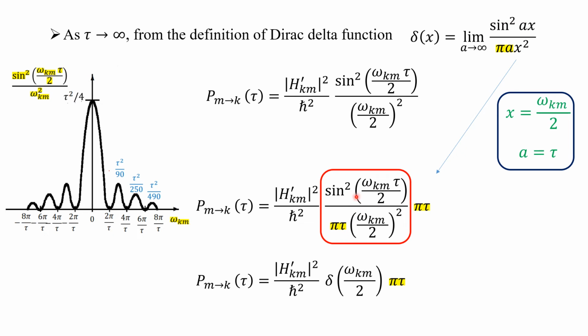So here is delta x. This red color rectangular box is the delta x box. But you know x is omega km divided by 2, and of course we have this pi and tau. Now the transition probability from m to k, which is time dependent, is equal to modulus square of h prime km divided by h cross squared, delta omega km divided by 2, into pi tau.